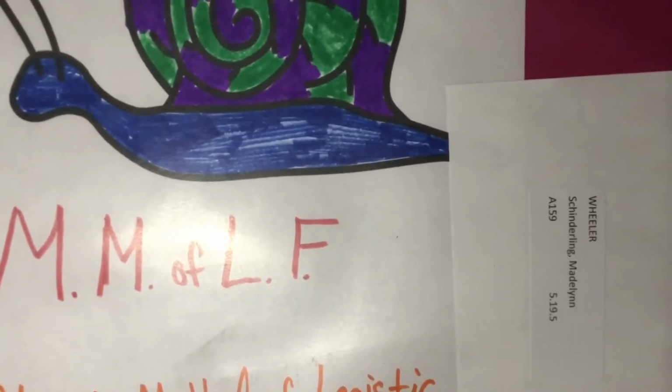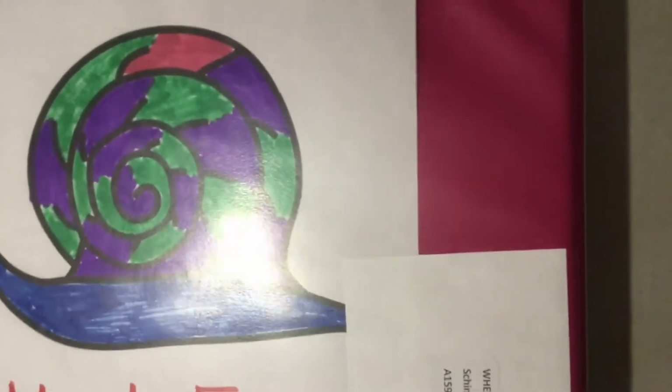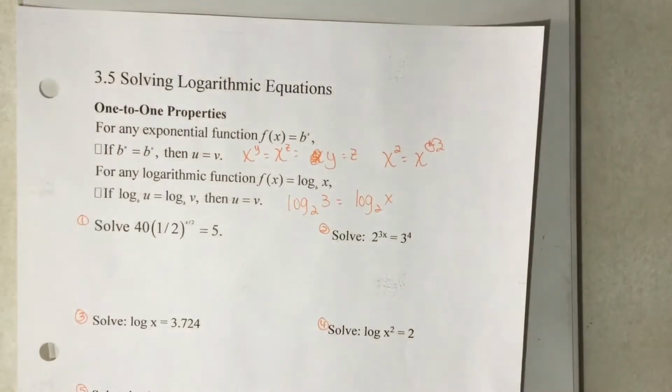So we have Meyer's method of logistic functions right there. Thank you, Madeline. Look at that beautiful snail, okay? So we have that. Now, look at number 3. We're going to start with number 3.